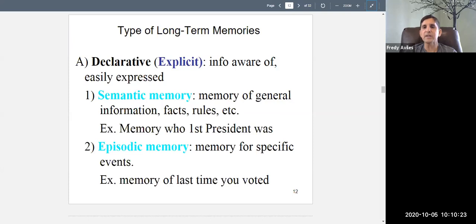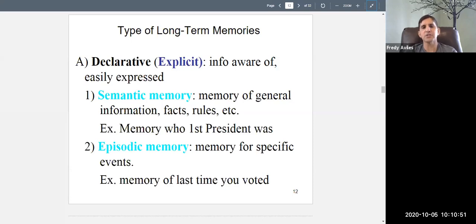Semantic memory is memory of general information, facts, rules. Semantic memory is memory for things you can write in a book. Like how many feet there are in a mile, 5,280. I don't know why exactly that number sticks, but I remember that. Probably because I like science, okay? And it's a fact about how long a mile is. And there's 640 acres in a square mile. I like things like that for some reason. I remember those things very easily.